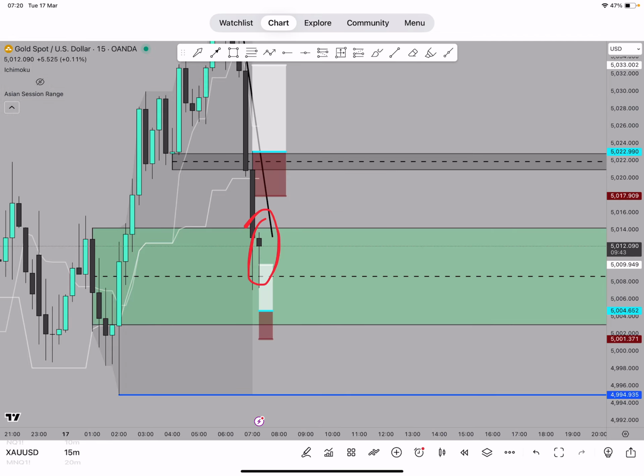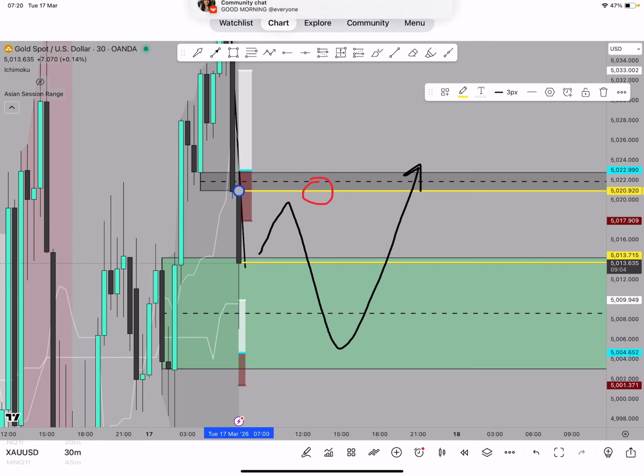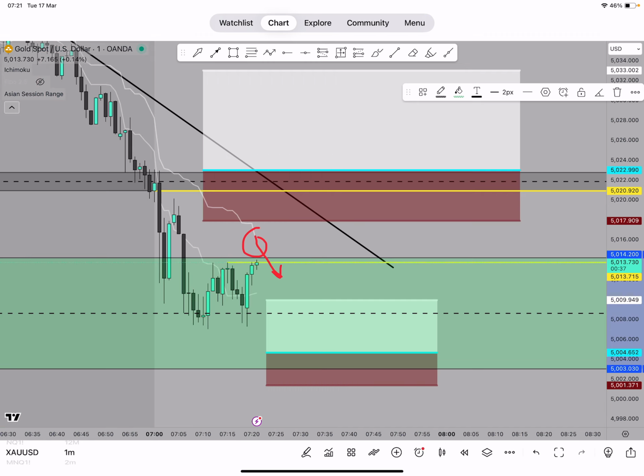5,004.6. On the 15-minute, price looked like it was about to flip to the upside, so I didn't actually foresee it coming down much further. So I put a line for the top of the 15-minute to flip, and then I also put a yellow line for the top of the 30-minute for the bigger move that I was looking for.